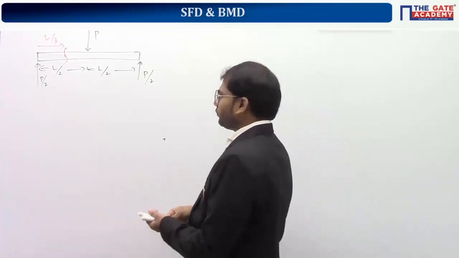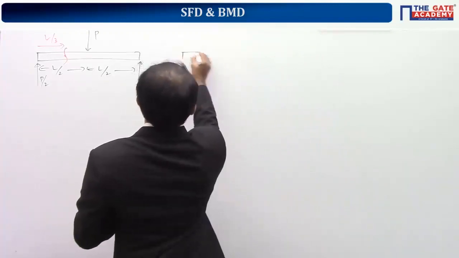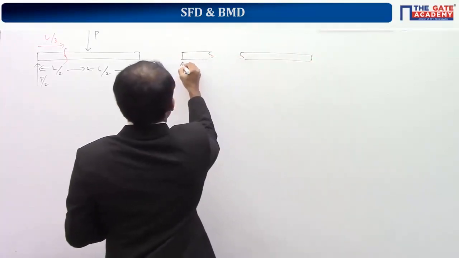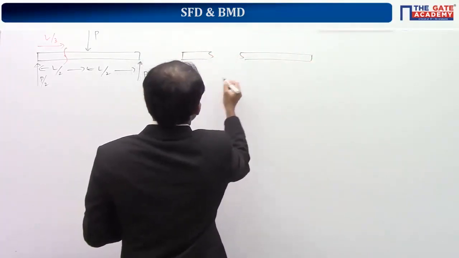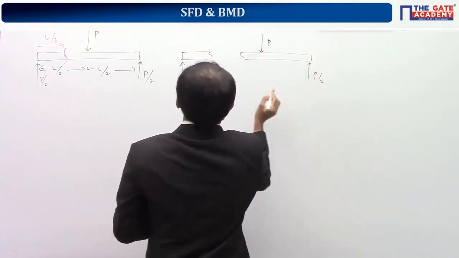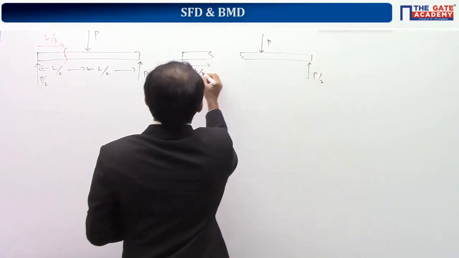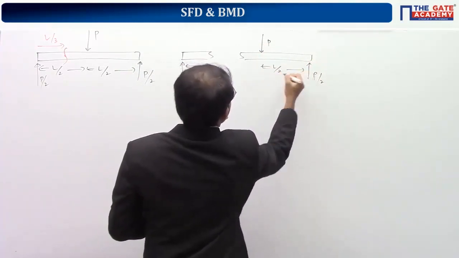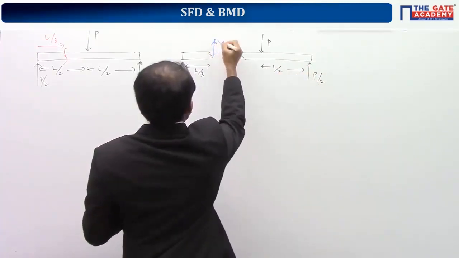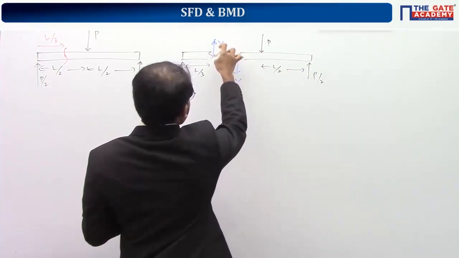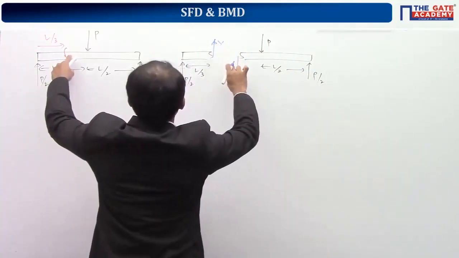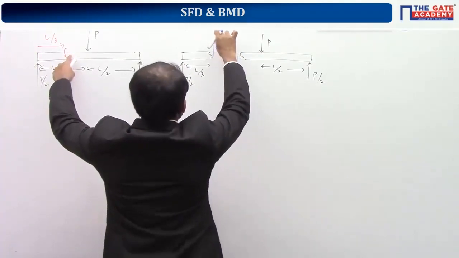For this, we should take the left part and right part separately. On the left part there is P by 2 force, on the right part there is force P, and this also P by 2. This distance is L by 3, and this is equal to L by 2. Now we should take the shear force as V. As it is an internal force, both should add up to 0. At this location there is no external force, so this V and this V should add up to 0. That's why I took one upside, one downside.